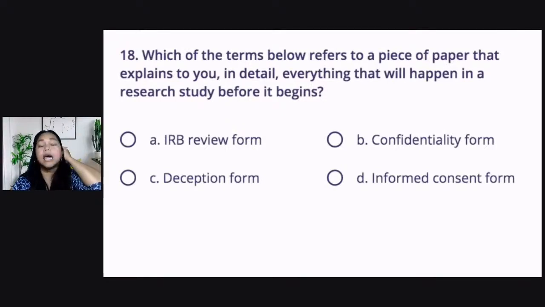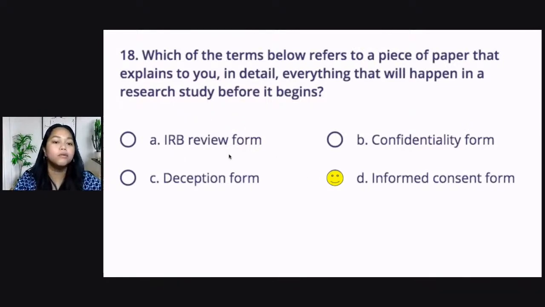Okay, so say you will be one of the subjects in a research. Before the research is done, you received a piece of paper explaining to you in detail everything that will happen. This is what we are going to do in this research. Thank you so much for becoming a part of this study. These are the things that we are going to do in this research before it even happens. All right, going back to number 18, the correct choice would be letter D, informed consent form. It explains everything in detail, before it even happens.